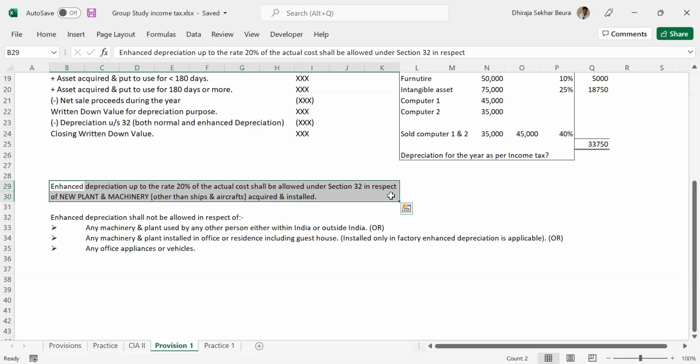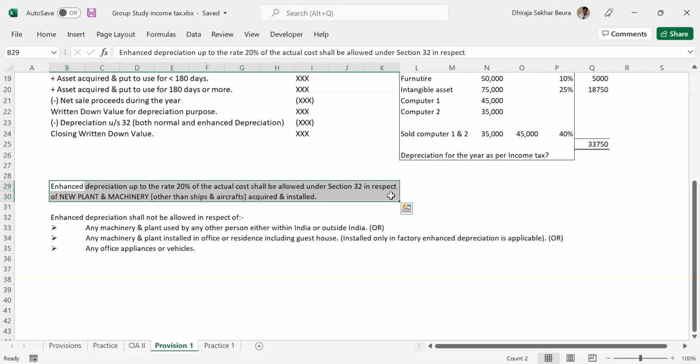So enhanced depreciation will not be allowed in some cases. For example, if it is a used asset, it will not be given. There are some conditions of the facility provided by the income tax department. If it is a used asset, that 20% additional one will not be allowed. Please don't confuse it. Normal depreciation will always be applicable. I'm talking about the additional one. If it is a used asset, additional depreciation of 20% will not be allowed.